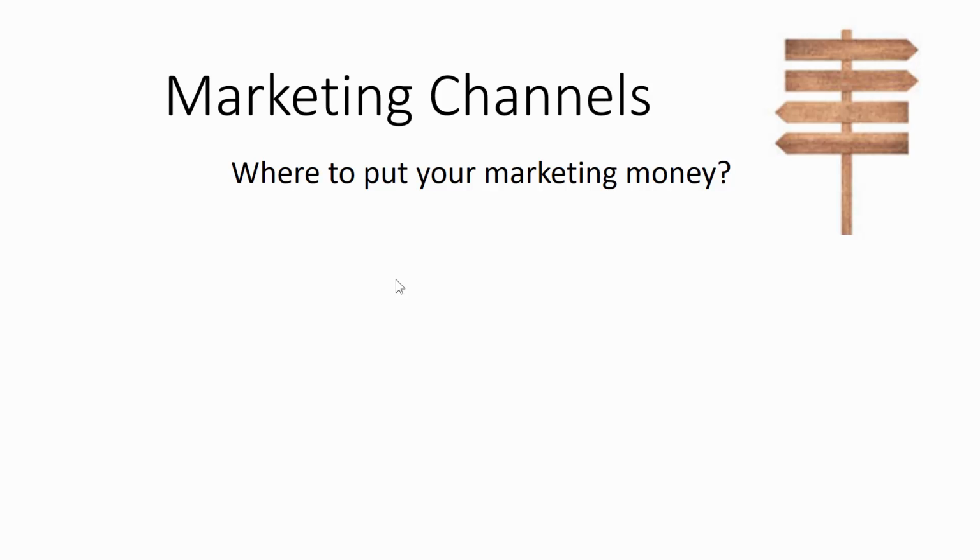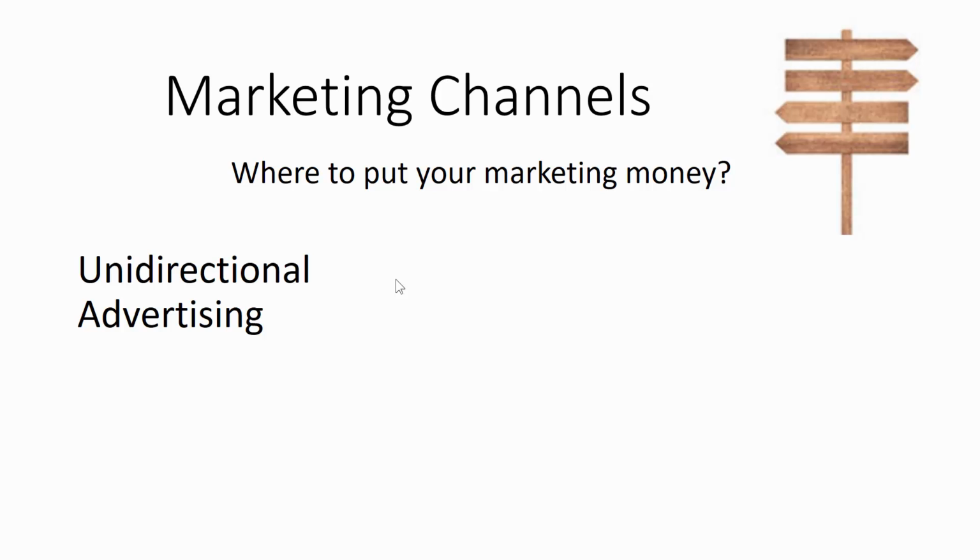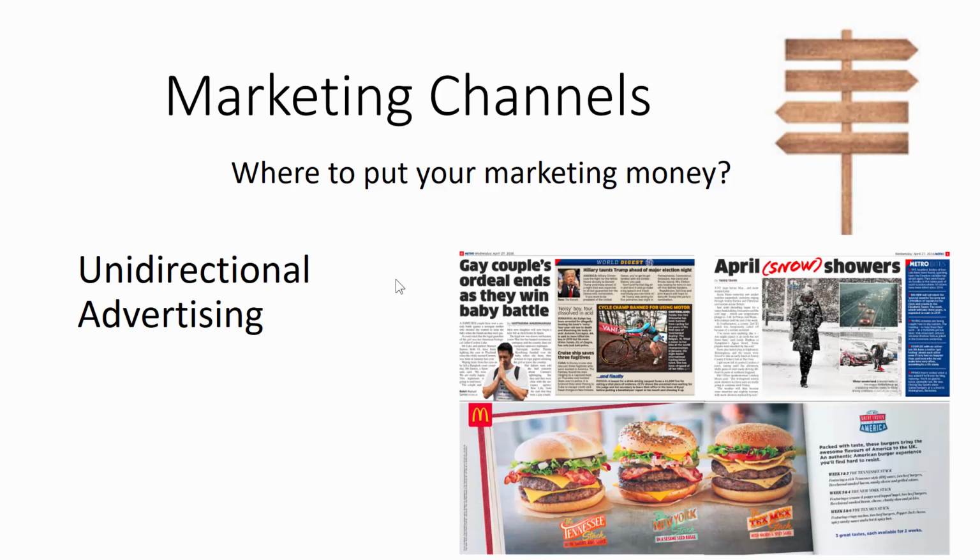Let's recap our marketing channels. Where do we put our marketing money? We don't have many choices. First, there's unidirectional advertising. Unidirectional advertising is often done in newspapers, and you see the advertisement in the lower part of this page for hamburgers. The problem with unidirectional advertising is that we have no information whatsoever on the return on investment. This is why we don't want it.